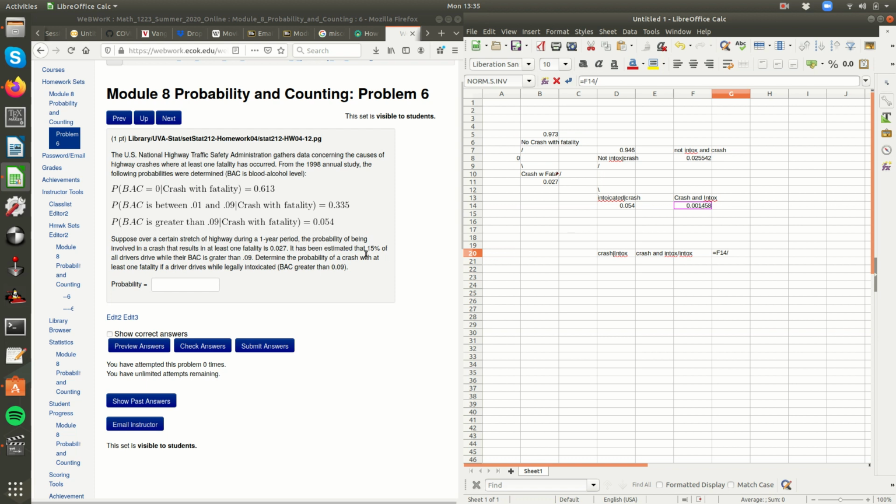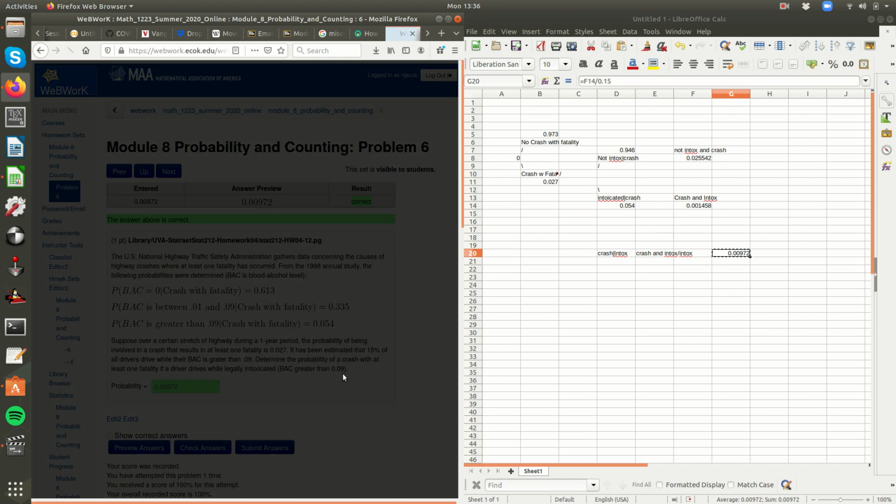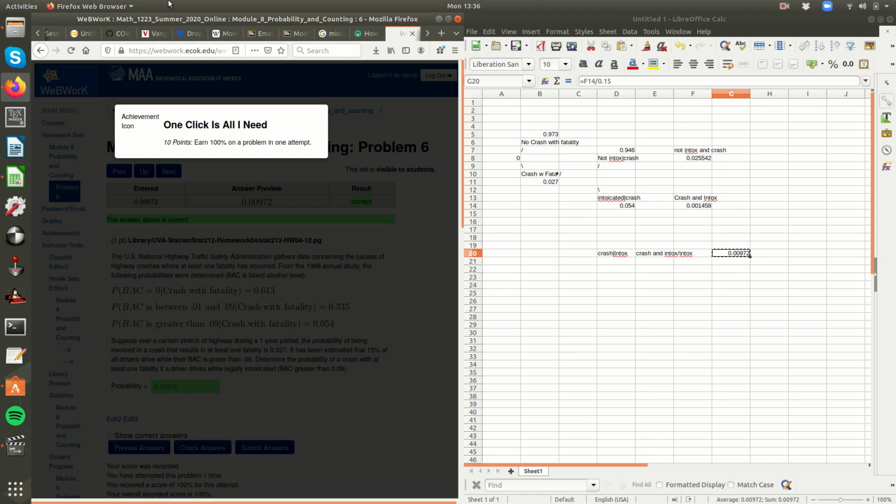It's been estimated that 15% of all drivers drive while their BAC is greater than 0.9. So I can just put in here that 15% of all drivers are intoxicated. And this will give me this conditional probability that I know that the person's intoxicated. What's the probability that they cause a crash? So let's see if we got it here. I'm hitting submit. And I got it. And I got a little achievement icon there too.